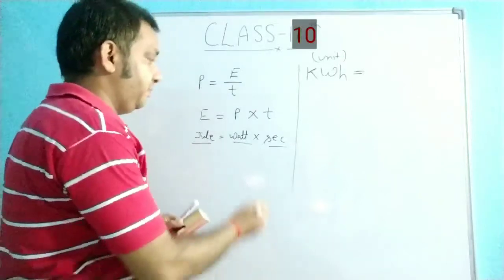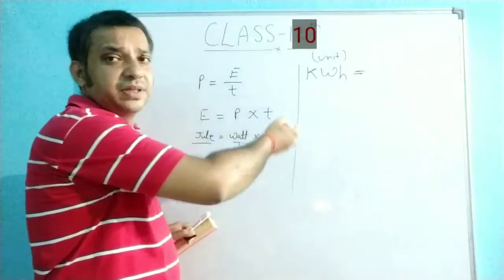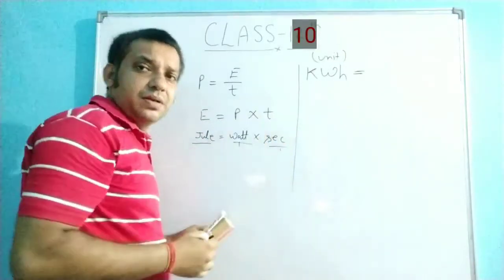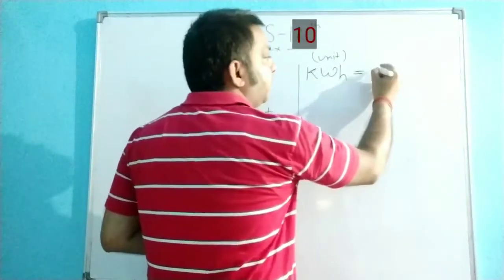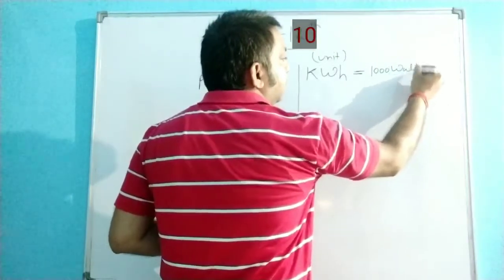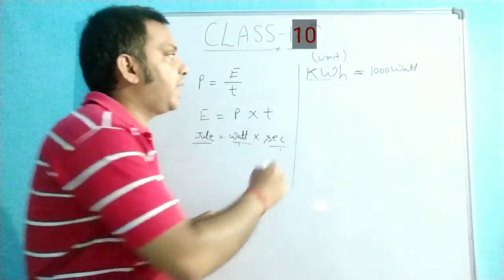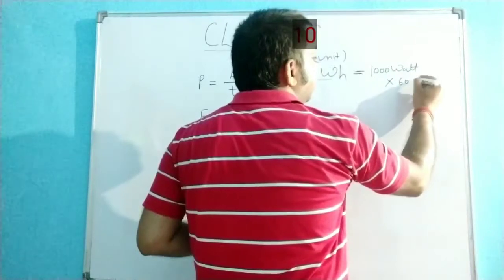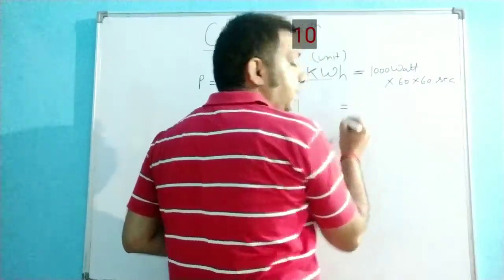So you can see here the watt and the second. That means you can also express the kilowatt hour in terms of watt and second. Just convert this: kilowatt can be converted into 1000 watt, and hour can be written as 60 into 60, so that becomes second.